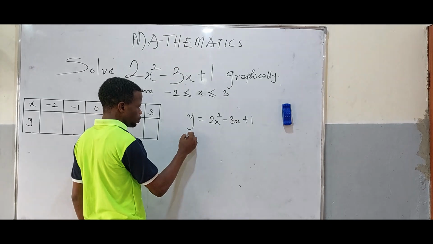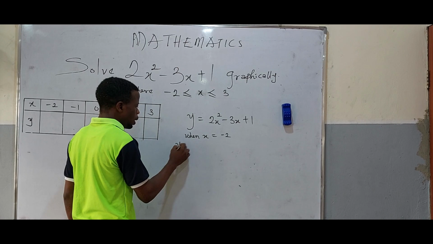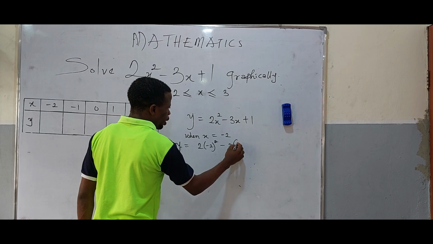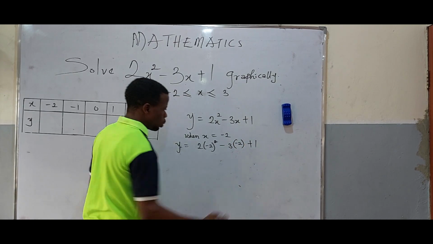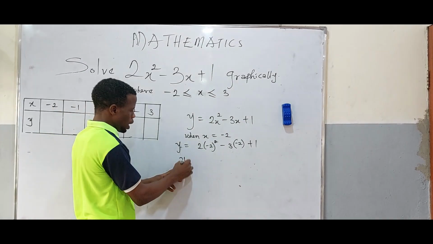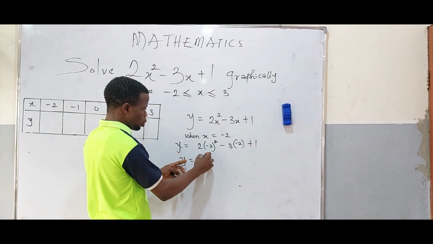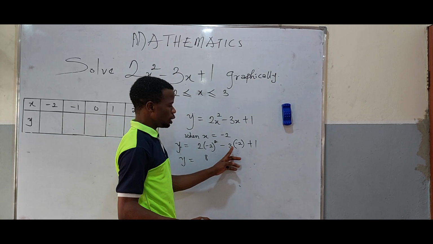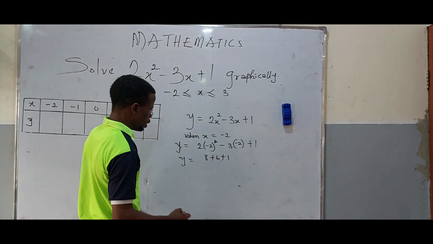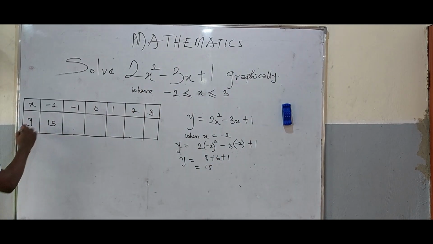So when x is equal to minus 2, what do we have? Our y should be equal to 2 open bracket minus 2 all squared, minus 3 open bracket minus 2, plus 1. So we substituted minus 2 into this equation. From here we have y equal to minus 2 squared, that is 4, times 2, 8. Minus 3 times minus 2 will give us plus 6, then plus 1. That will give us 15. So that means here y will be 15.